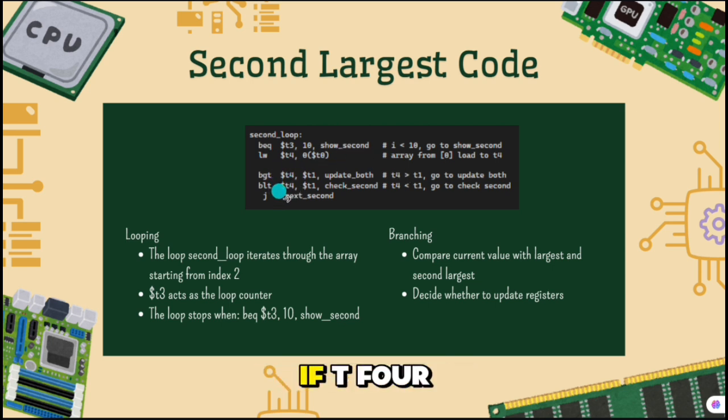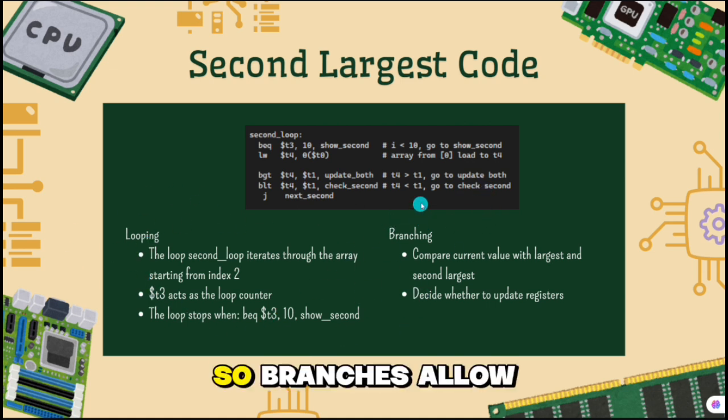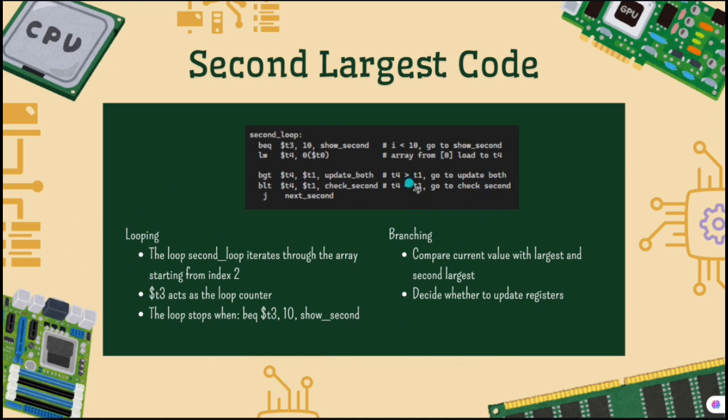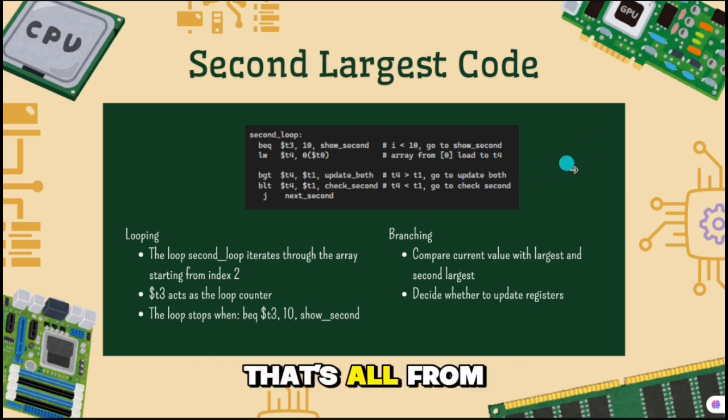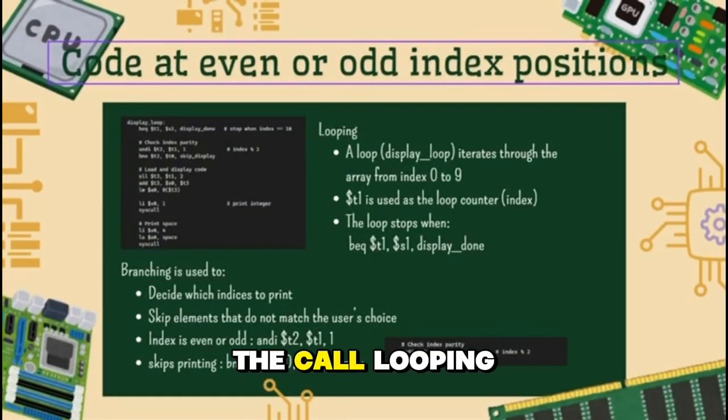If not, then it will see if T4 is less than T1. But if none of the conditions are met, the program will jump to the next section and continue to the next loop cycle. So branches allow the program to make decisions and update the register only when necessary, instead of assigning values without checking. That's all for me.